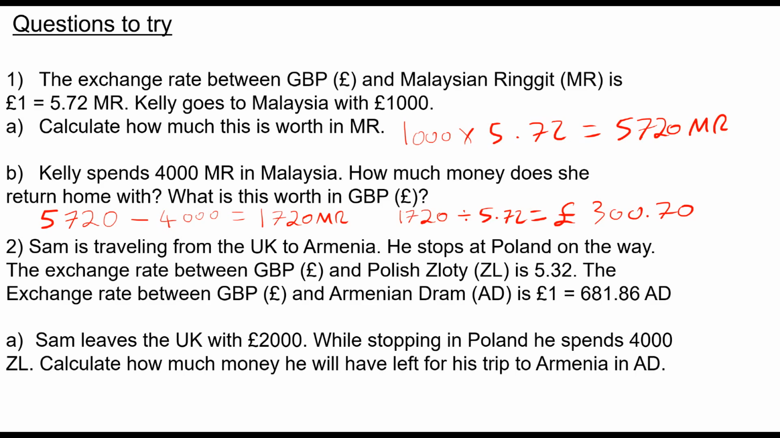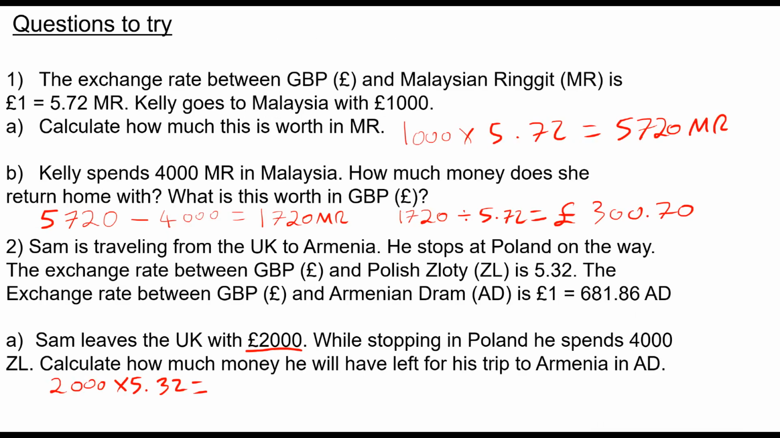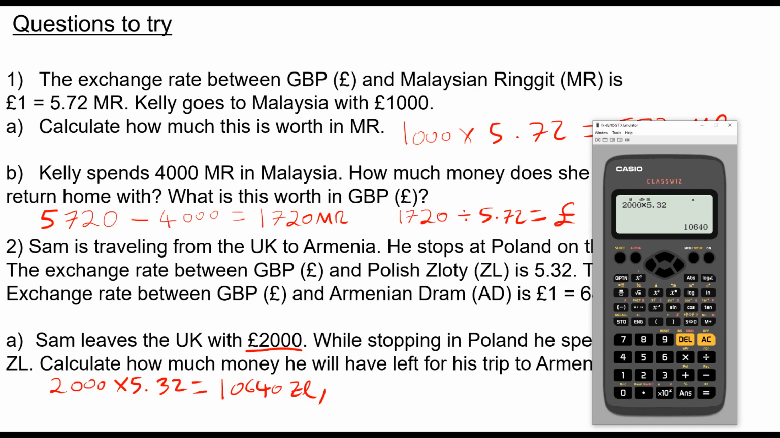So firstly, I need to convert £2,000 into zloty. So that's going to be 2,000 times 5.32. Which is 10,640 zloty. And I'm going to find the difference between this and the 4,000 zloty that he spent. Obviously 6,640.